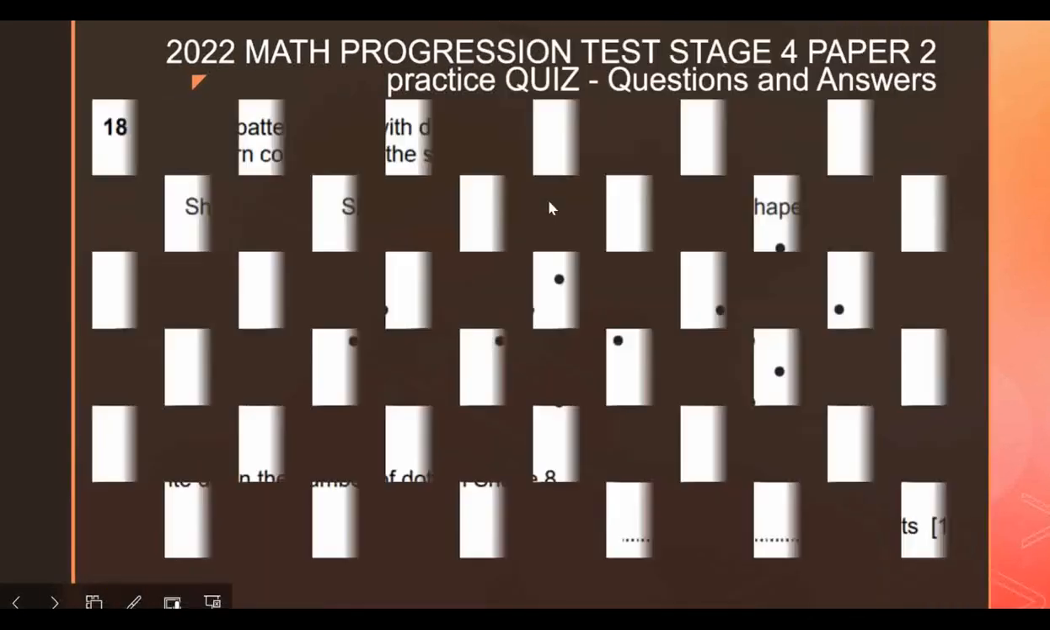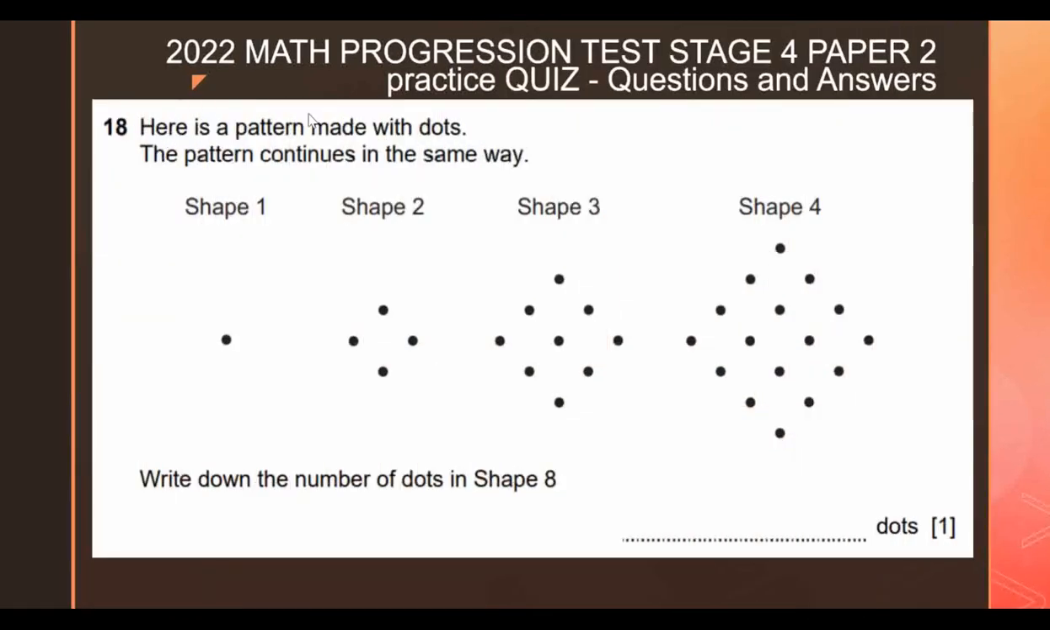Question 18. Here is a pattern made with dots. The pattern continues in the same way. Shape 1, shape 2, shape 3, and shape 4. Write down the number of dots in shape 8.